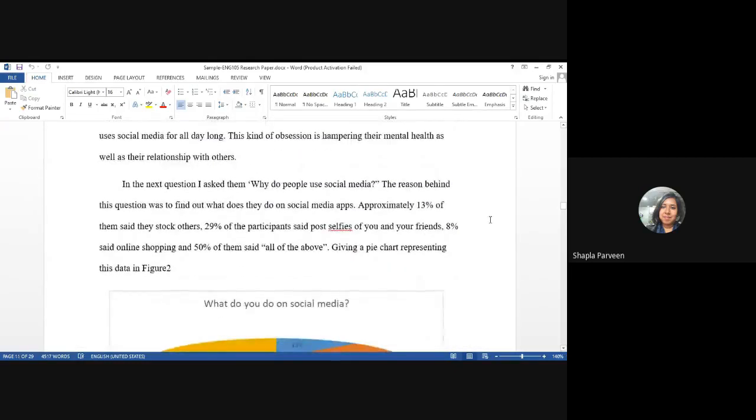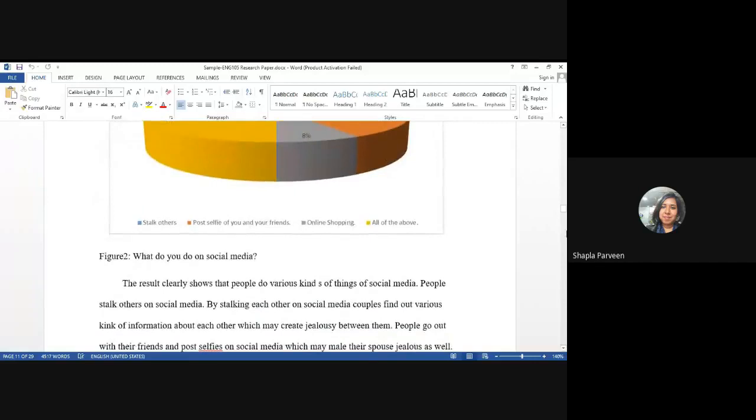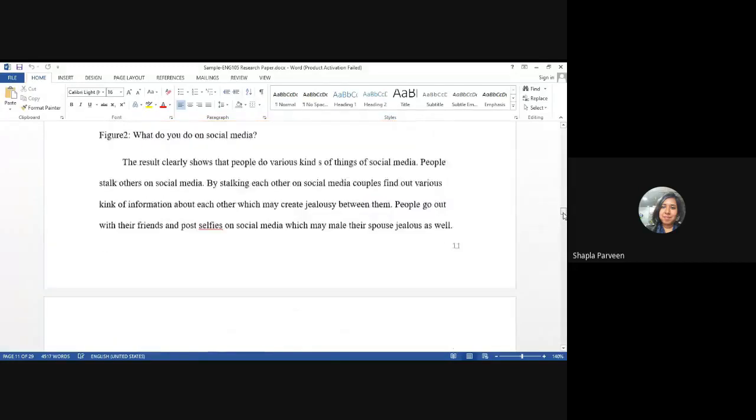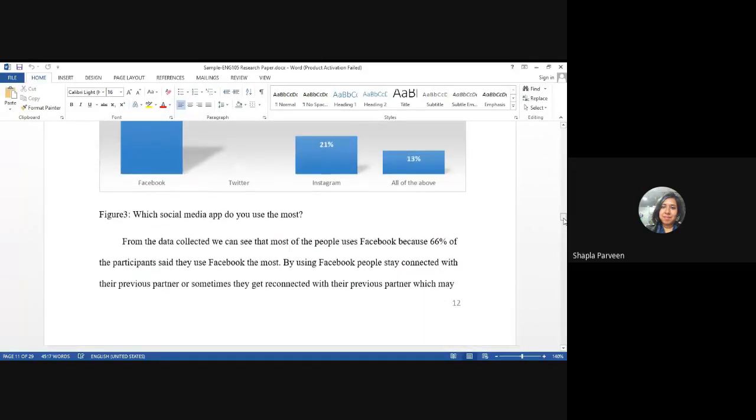Okay, and for some of the survey questions, some of the results, you can also compare your results with previously done research, which you will be mentioning in the background section. Okay, so here's another chart. Okay, so just scroll down. Okay. So this is a bar graph.